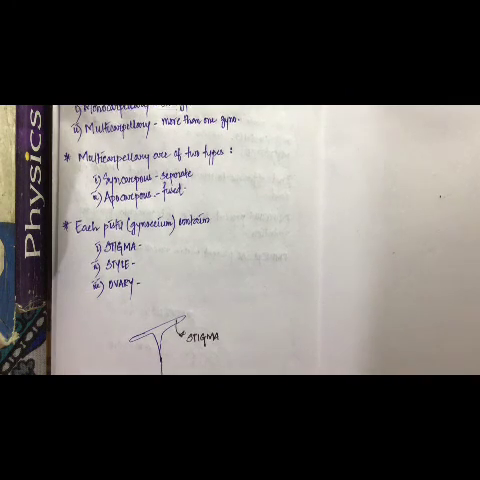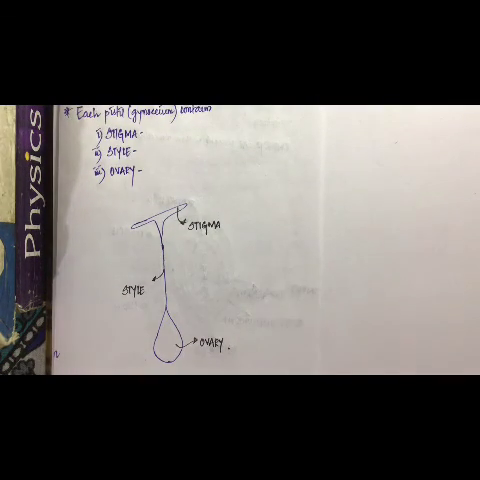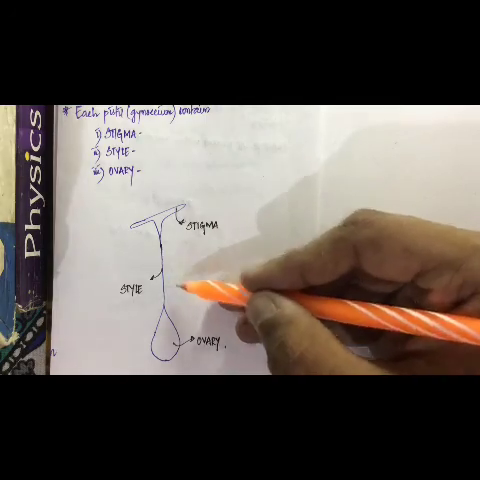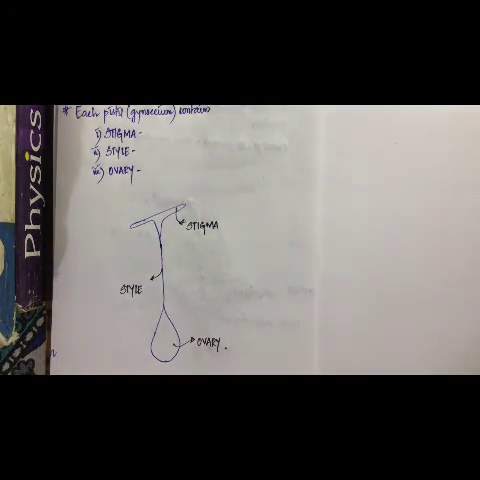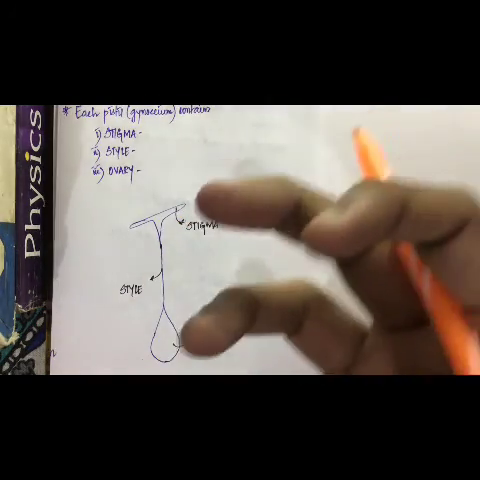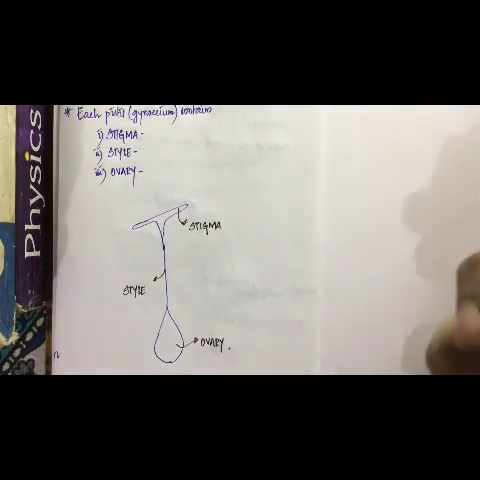Now on the other hand, this gynoecium contains three different things. A single gynoecium contains three different parts: stigma, style, and ovary. Right? What is the function of the stigma? The stigma receives the pollen grains. So it is the receptor of pollen grains.